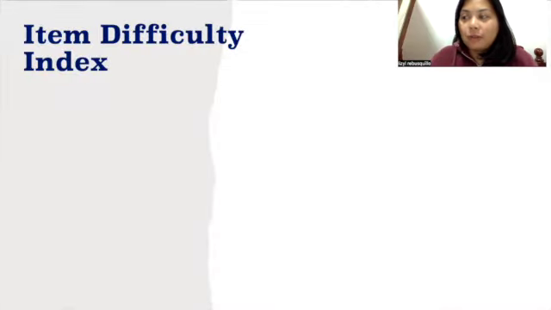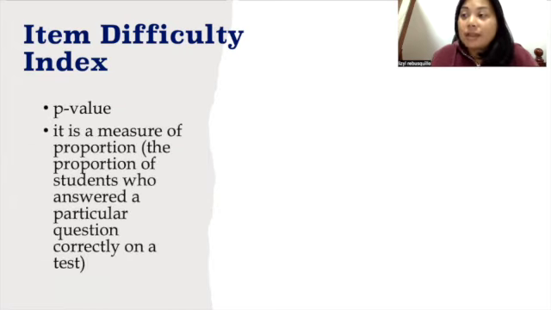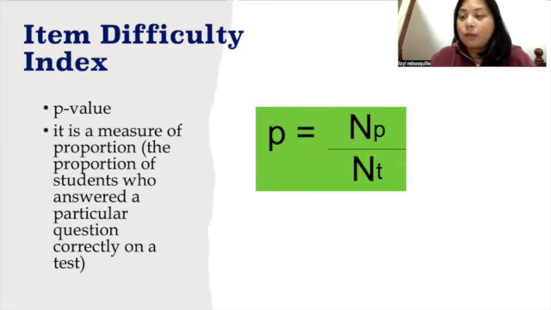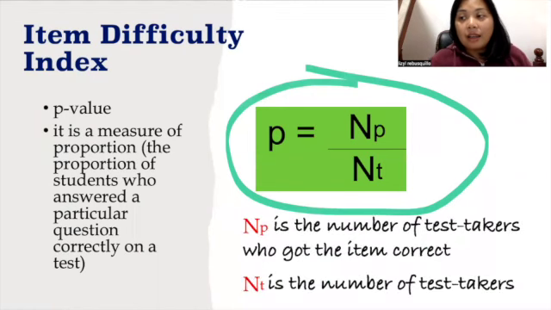Unahin natin yung item difficulty index. It is also called the p-value because it is a measure of proportion. That is the proportion of students who answered a particular question correctly on a test. And this is the formula. Wherein N sub P is the number of test takers who got the item correct, and N sub T is the total number of test takers. Bigyan ko kayo ng sample.